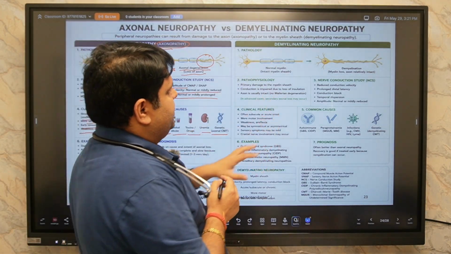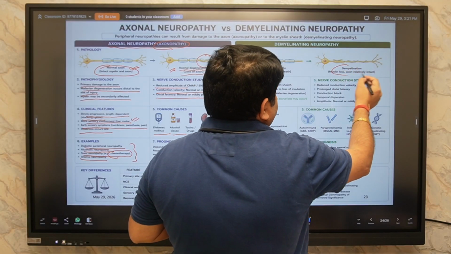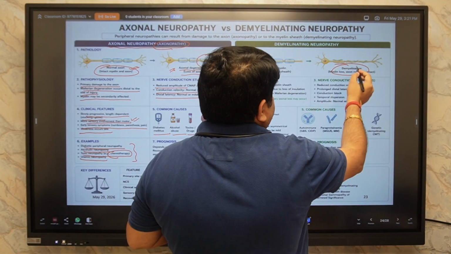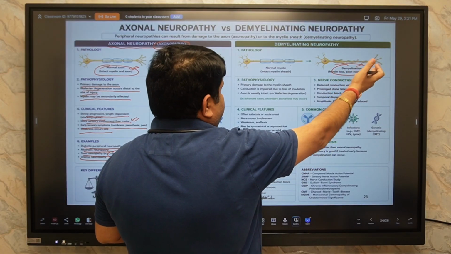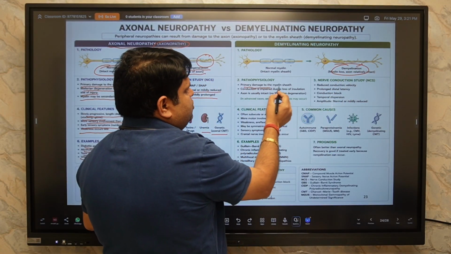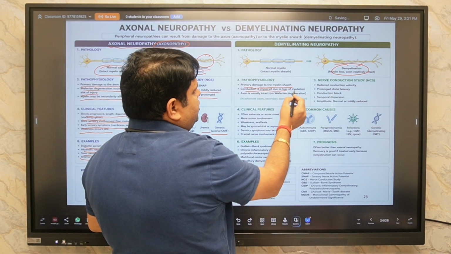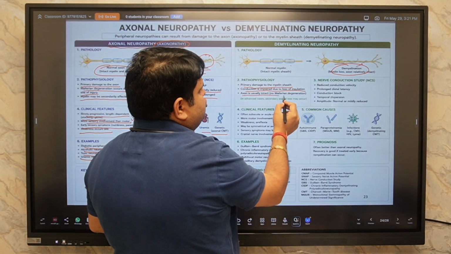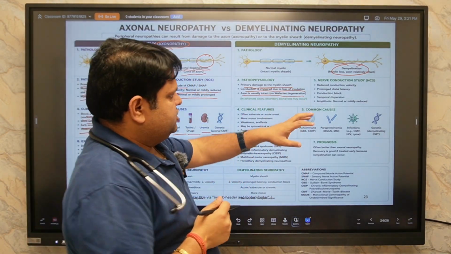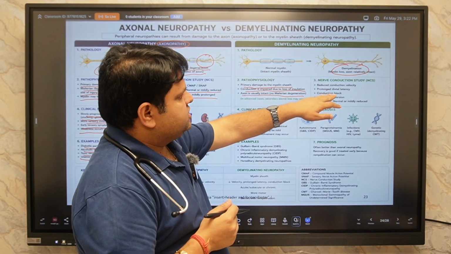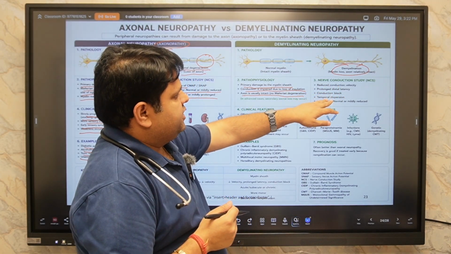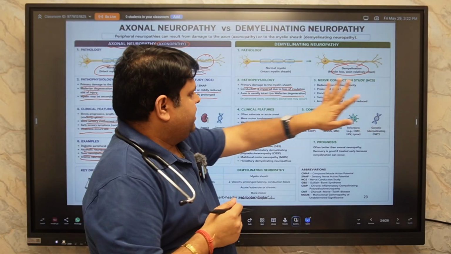Now the demyelinating neuropathy, there is damage in the myelin sheath. This is the normal myelin, this is the demyelinating fiber, myelin loss, axon usually intact. Pathophysiology: primary damage to the myelin sheath, conduction is impaired due to the loss of insulation, axon is usually intact, so no Wallerian degeneration. In NCS there is a reduced conduction velocity, prolonged distal latency, maybe conduction block, temporal dispersion, and amplitude is usually normal or mildly reduced.